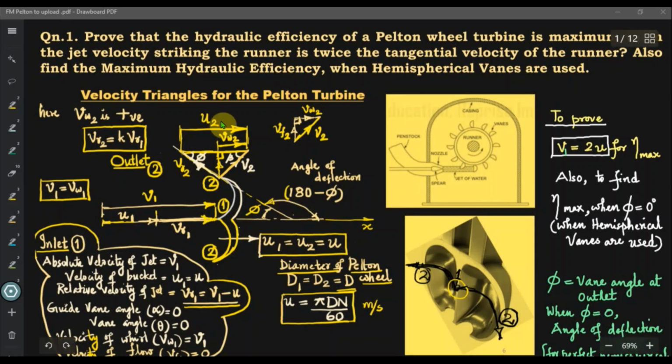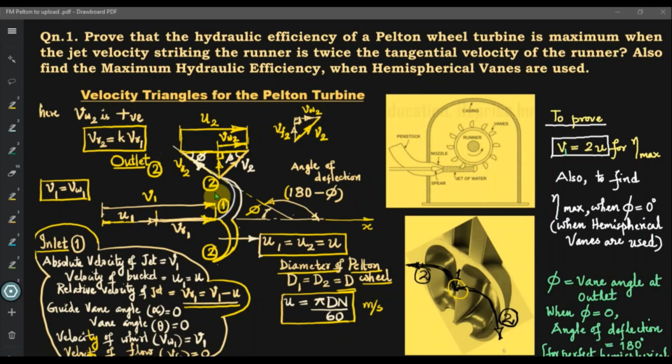One is to find out an expression for the hydraulic efficiency of the Pelton turbine and also the condition for the maximum hydraulic efficiency and the value of maximum hydraulic efficiency when hemispherical vanes are used. The second objective is to solve a numerical problem based on the relations we derived and discussed so far.